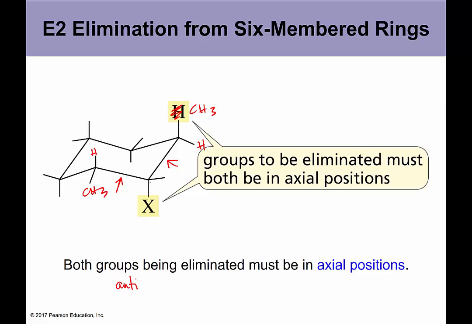Because remember, if I do a ring flip, this X group, the leaving group, is going to go from the axial position to the equatorial position, in which case it won't eliminate. So you can have a situation where you have one beta hydrogen on each side, and the molecule can only eliminate on the beta hydrogen that's axial to the leaving group.